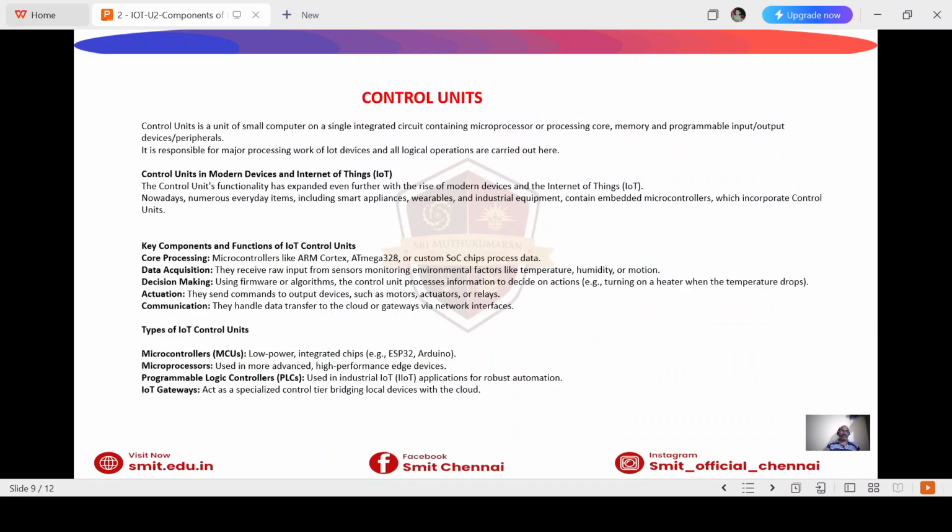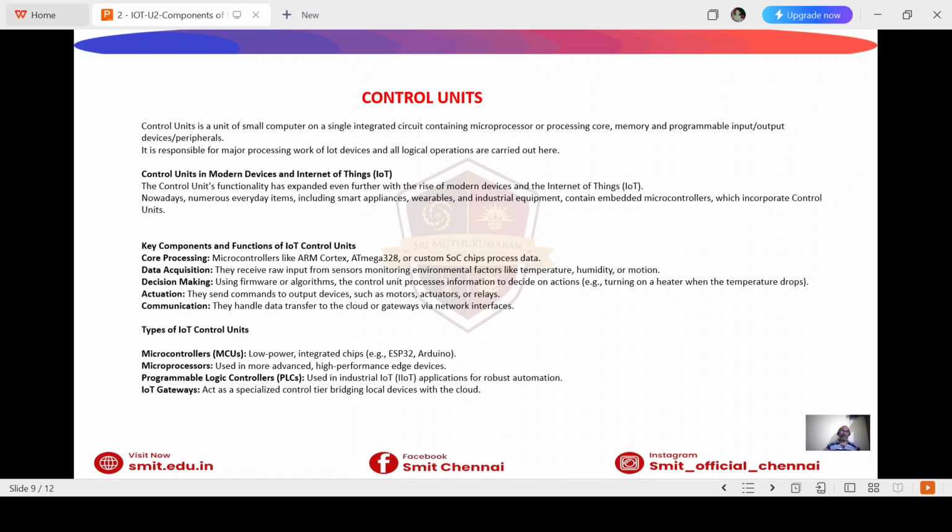So far we have seen smart objects. Now we are going to study the control units. A control unit is nothing but a small computer on a single integrated circuit, an SoC, system on chip, containing everything: microprocessor, memory, and also programmable input output devices or peripherals. Everything comes in a small kit. This is what the control unit is. It is responsible for the major processing work of a lot of devices, and all logical operations are carried out here.